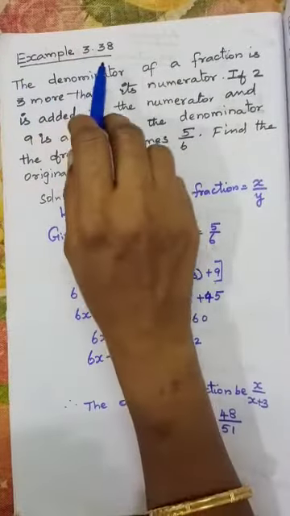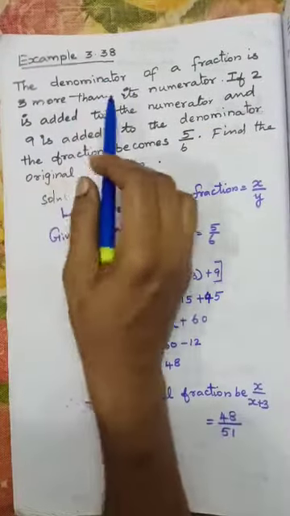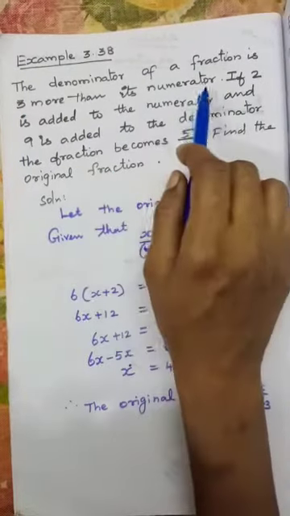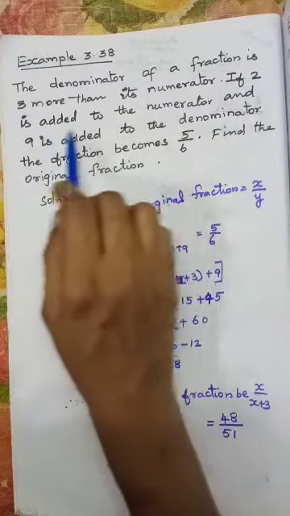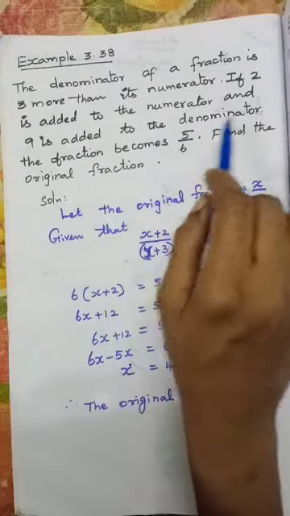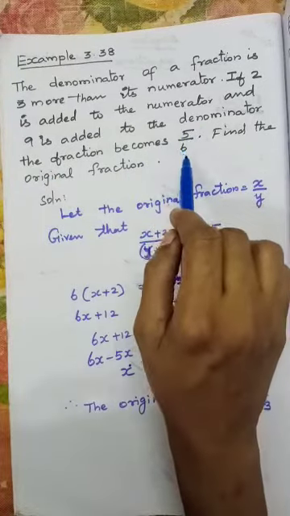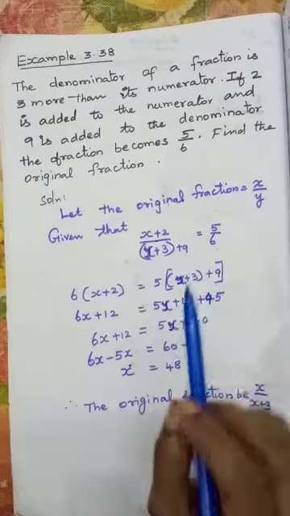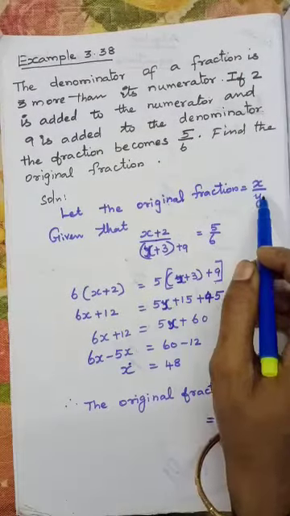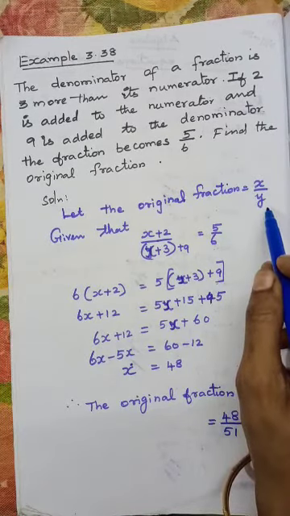Now we shall see example 3.38. The denominator of a fraction is 3 more than its numerator. If 2 is added to the numerator and 9 is added to the denominator, the fraction becomes 5 by 6. Find the original fraction. Okay. Let the original fraction be x by y. We will take the original fraction as x by y.